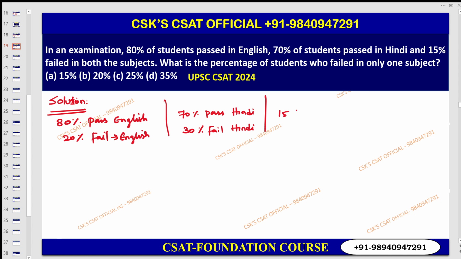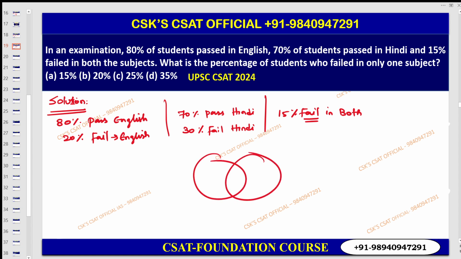Here 15% fail in both. So you can make a Venn diagram by using the failure, because the common failure provided here is 15%. So focus on the fail. English means 20% fail. Failure in only English is 20 minus 15, so here 5. For Hindi, if you focus, it is 30. Only fail in Hindi means 30 minus 15, therefore 15. I taught you this in your foundation.